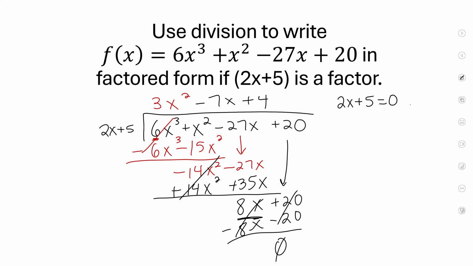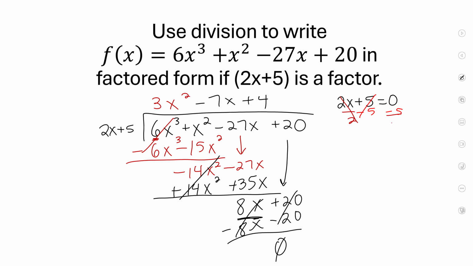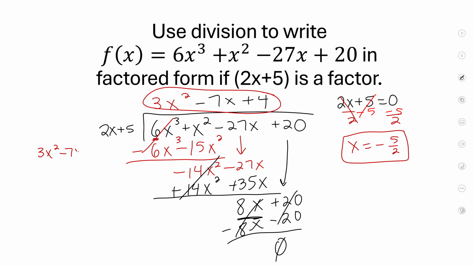Okay? All right, so let's solve it. I'm going to subtract 5. And then I'm going to divide by 2. So guys, that's one of my zeros. -5/2 is one of my zeros. Do you guys know what I should do after this step? Factor what? Exactly, this up here. Let's factor that. So I'm going to do that over here. I have 3x squared minus 7x plus 4. I'm going to multiply these two to get 12.